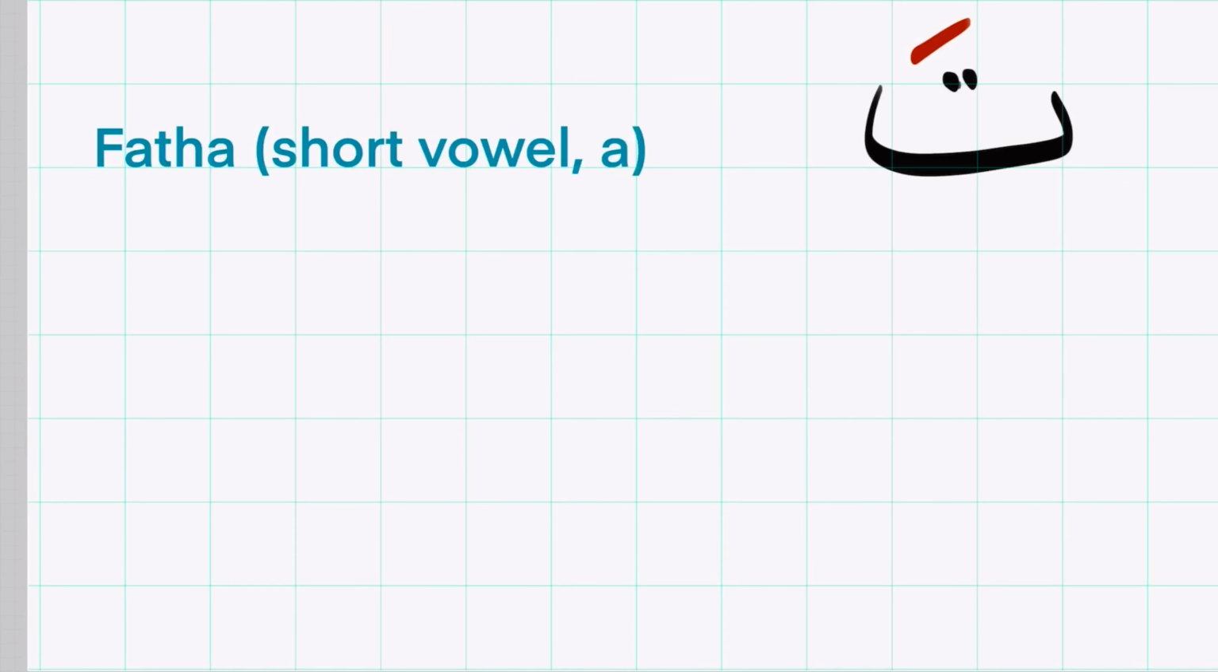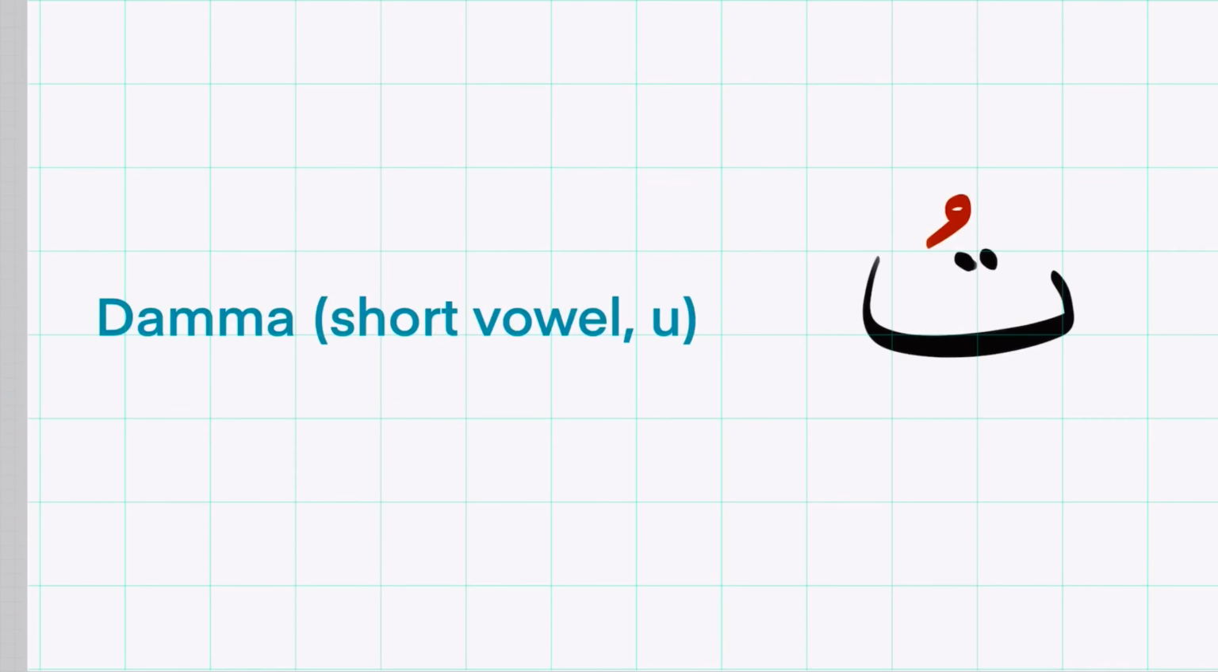What do you think the ta letter would look like when it has a dhamma short vowel on top, and how should it be pronounced? Pause the video and think about it for a moment. This is how the ta letter would look with a dhamma on top. What do you think the pronunciation will be? Tu. Again, tu. Let's try and practice how the ta is written with a dhamma on top.